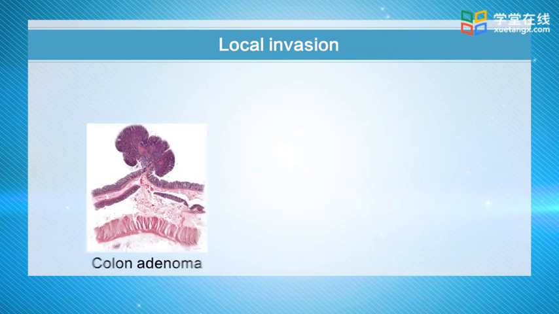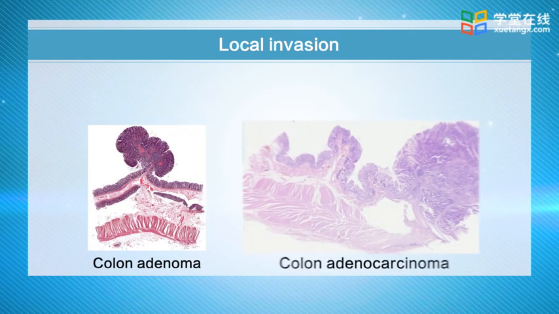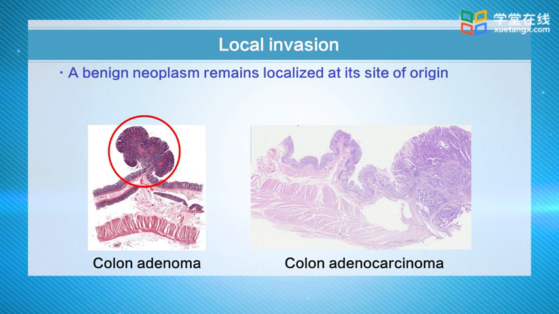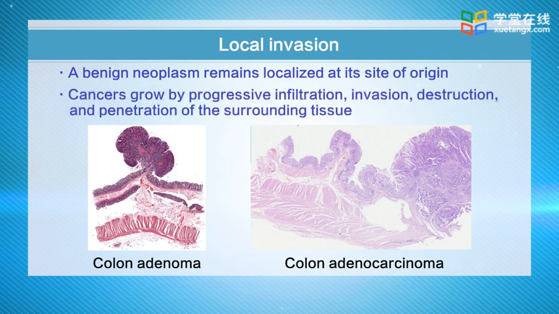Let's compare the colon adenoma and the adenocarcinoma. In the former, a glandular tumor is seen projecting into the colonic lumen. The polyp is attached to the mucosa by a distinct stalk. However, in colon adenocarcinoma, the cancer cells are invasive through the muscularis propria into the pericolonic fat.